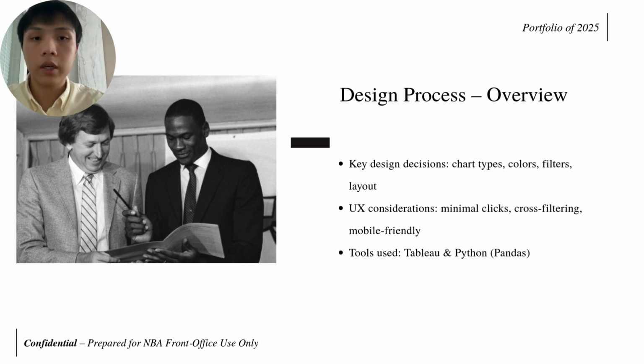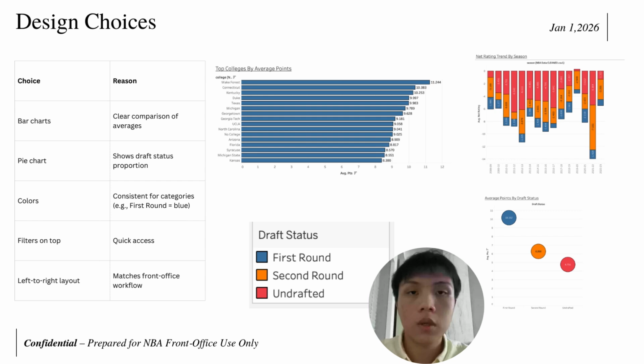By carefully considering these design elements, the dashboard is both effective and user-friendly. The design choices were made to maximize clarity and efficiency. Bar charts were chosen for comparing averages because they allow scouts to see differences across groups at a glance, for example, average points by height category.